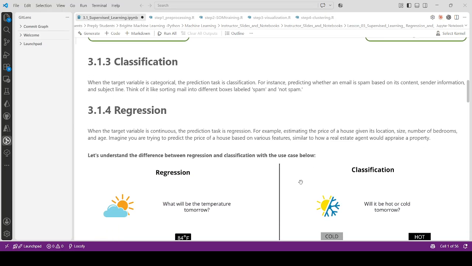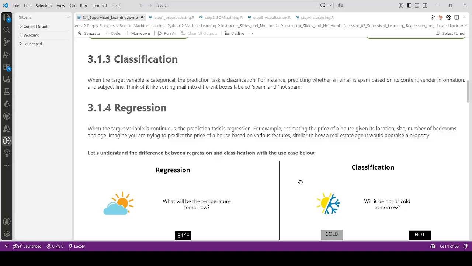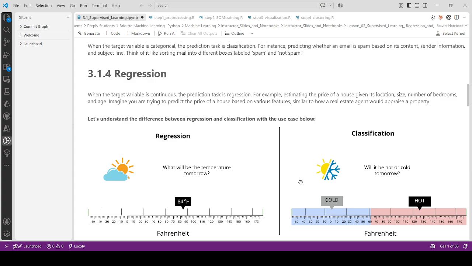Then when we talk about regression, here the target variable is continuous. For example, if we want to estimate the price of a house, obviously the price of the house will depend upon the location, size, and number of bedrooms. So based on these features, the price will be determined. And obviously there can be some real value as well.